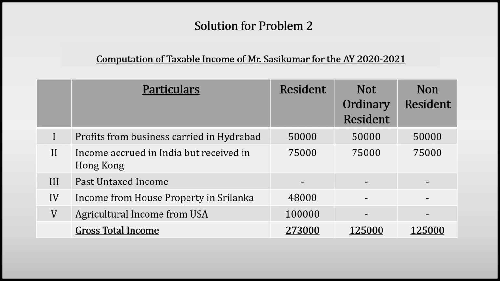Then you add up. The gross total income will be different for all the three. So for the resident it is 2,73,000. For a not ordinary resident 1,25,000, and for a non-resident it is 1,25,000.